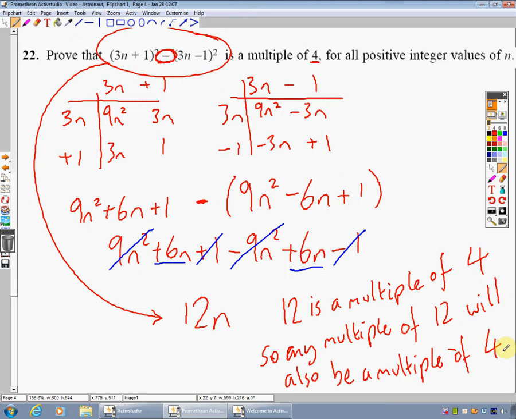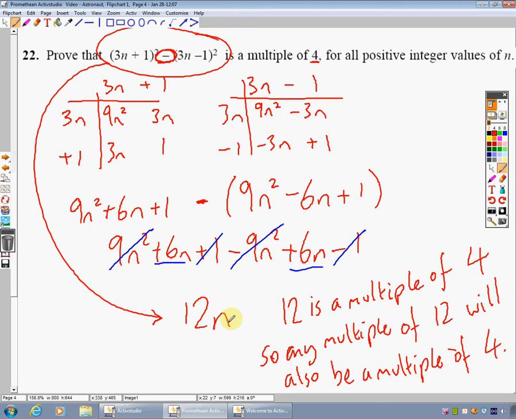If 4 always fits into 12, no matter what we times 12 by, 4 is always going to fit into it that same amount of times. So whatever is a multiple of 12 is also going to be a multiple of 4. So that's a kind of proof where it gives you some algebra, and we sort of have to just simplify it and try and make a conclusion from it.